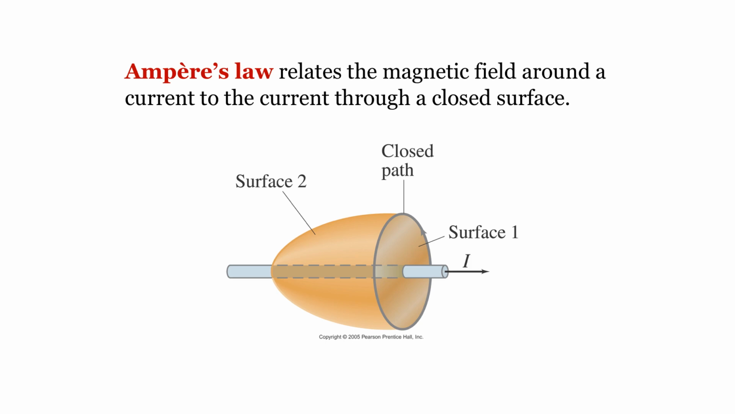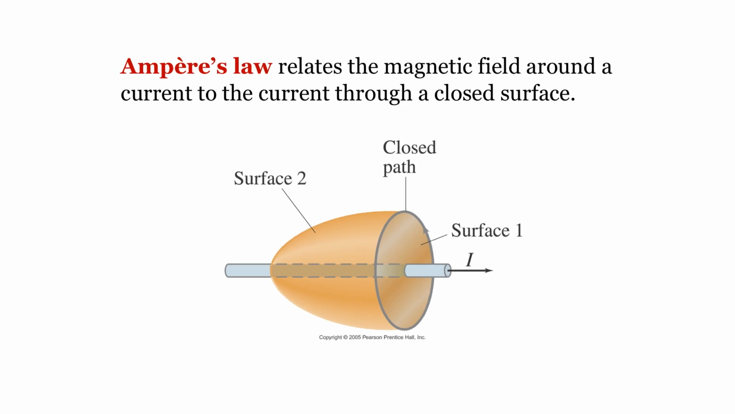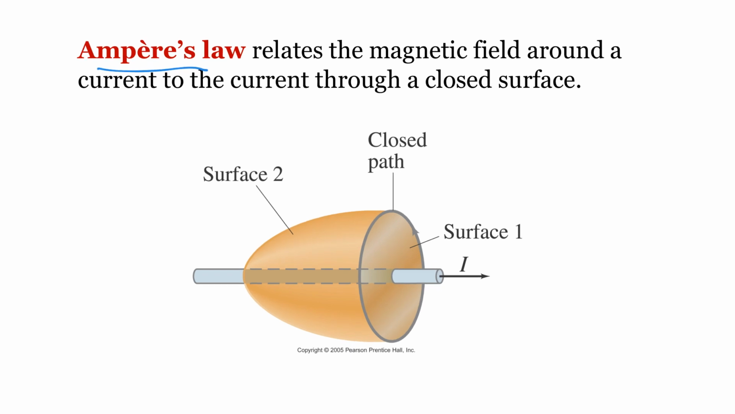So we are going to discuss Ampere's law first, just to recall everything. Ampere's law relates the magnetic field around a current to the current through a closed surface. Before this, we have a current. Ampere's law is basically the formula we created for the case where the wire is not straight, so we need to find the net magnetic field there. That's the reason we introduce the formula of Ampere's law.